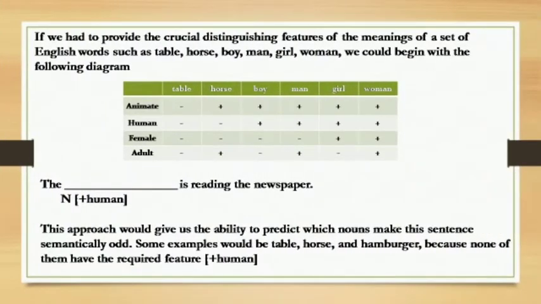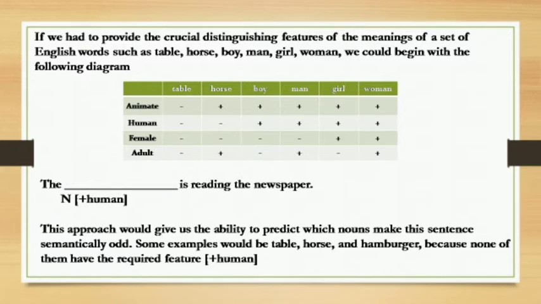Let's see the diagram. From a feature analysis like this, we can say at least part of the meaning of the word girl in English involves the elements plus human, plus female, and minus adult. We can also characterize the feature that is crucially required in a noun in order for it to appear as the subject of a particular verb, supplementing the syntactic analysis with the semantic features.